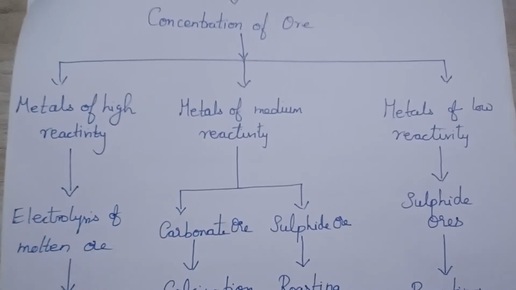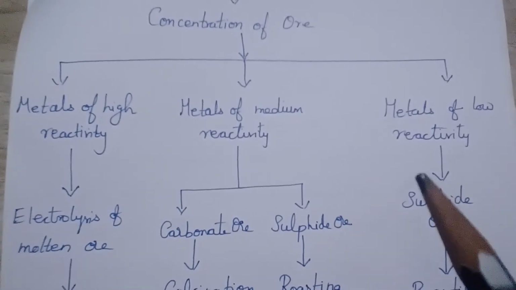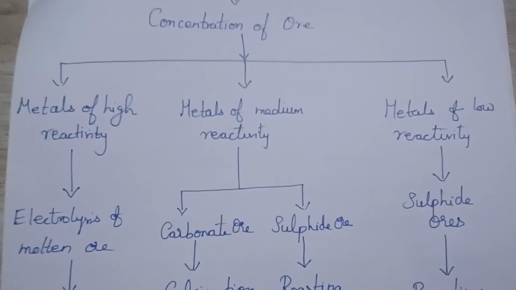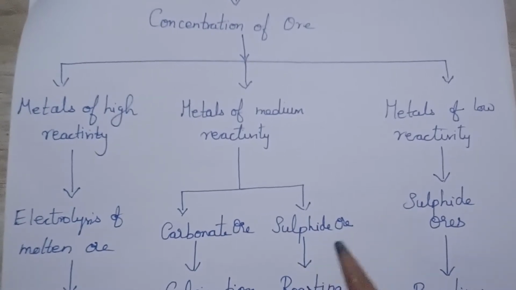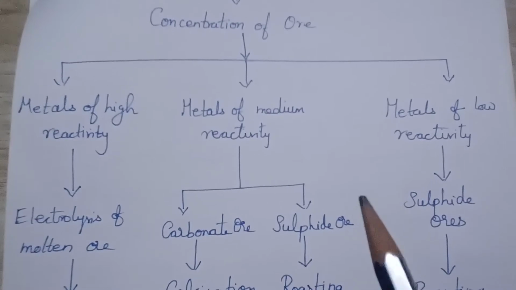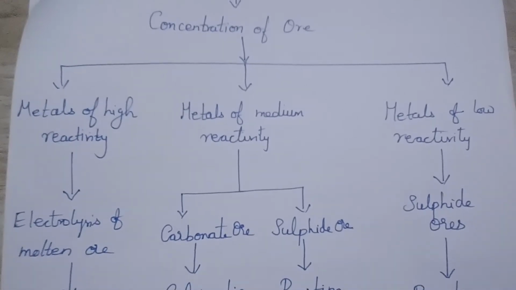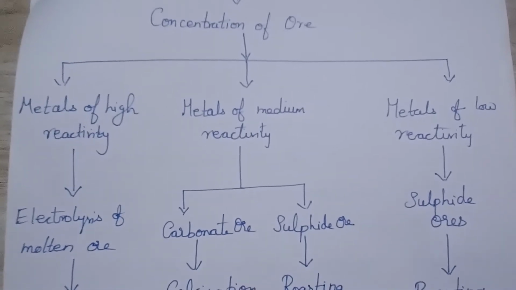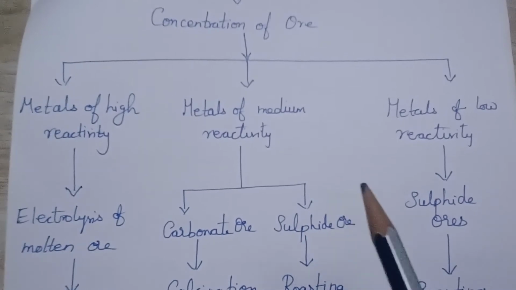Based on the nature of the impurities as well as the nature of the metal, we will go for any one of the methods to concentrate the ore. That is removing the impurities from the ore. Correct? The impurities are called gangue.